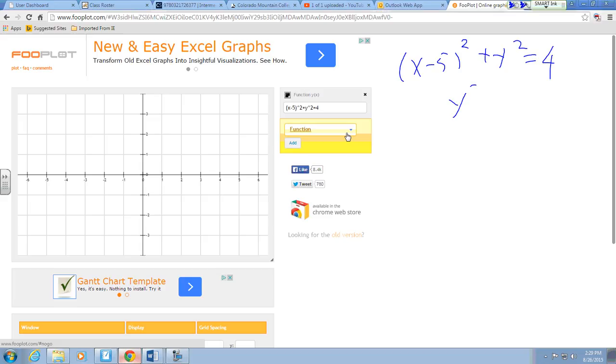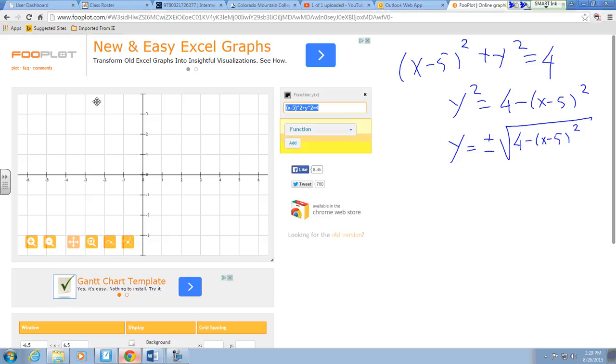If I solve for y, I'll get this, 4 minus x minus 5 squared, right? And then I take the square root. Now remember, when you solve equations and you take square root, you get a plus or minus, right? So it really splits into two separate expressions. So I can graph them separately as two separate functions. The plus gives me the upper semicircle, the minus will give me the bottom semicircle. And then it will look like a circle.